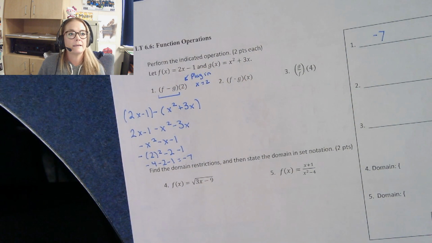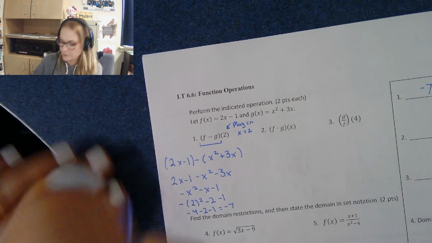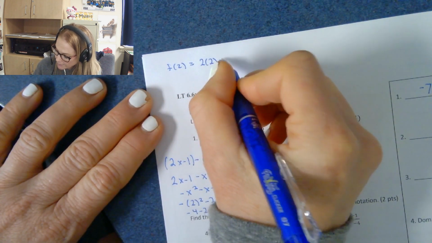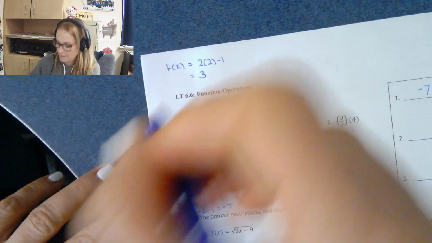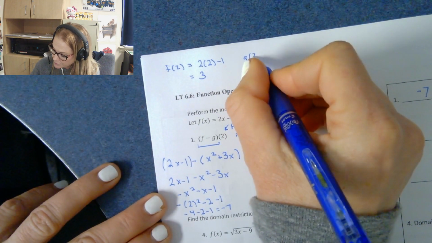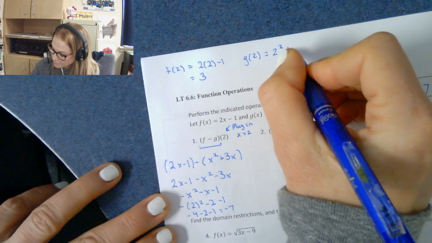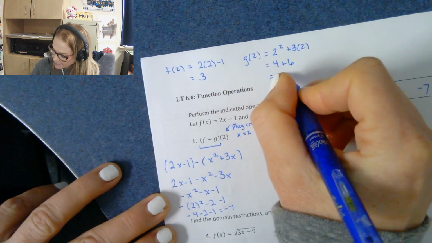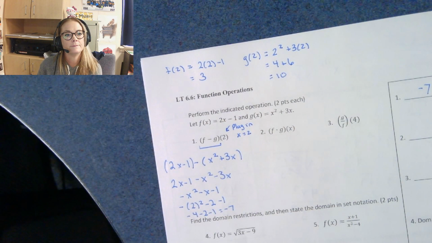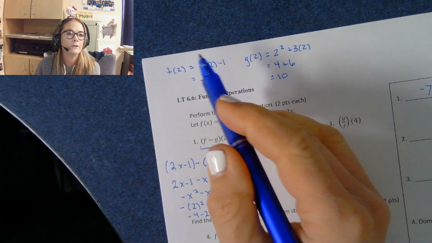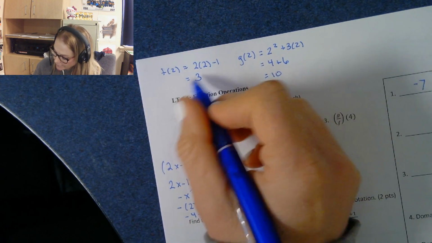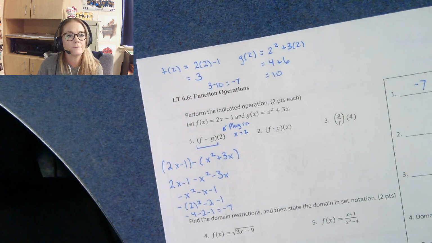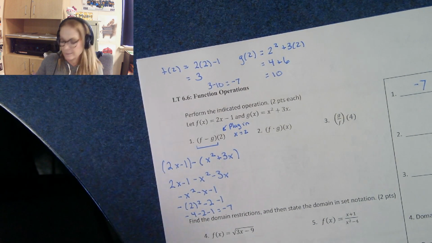So maybe you like to do it that way, or you could do f at 2. So f of 2 is 2 times 2 minus 1, which is 3. And g of 2 is 2 squared plus 3 times 2, which is 4 plus 6, which is 10. You could do it that way. And then when you subtract those, obviously, f minus g, 3 minus 10 is negative 7. So maybe you might like that better. Either way, it doesn't matter. The result is negative 7.